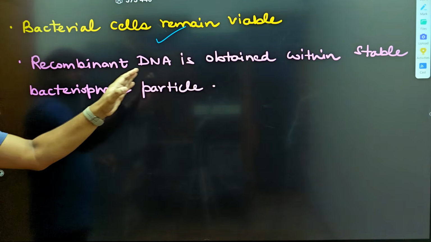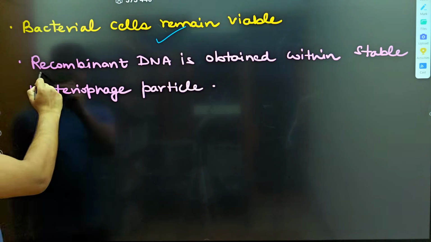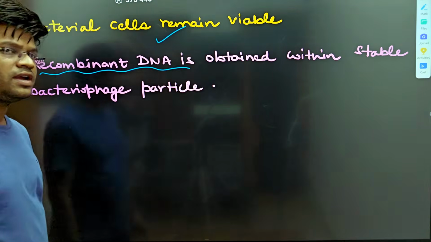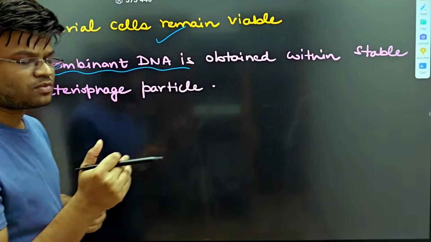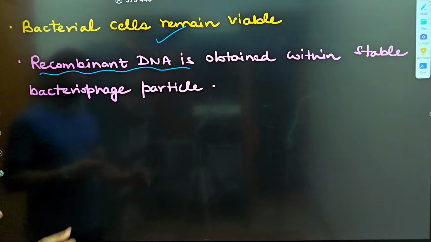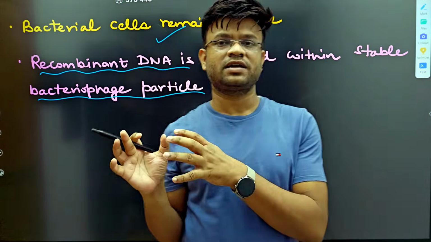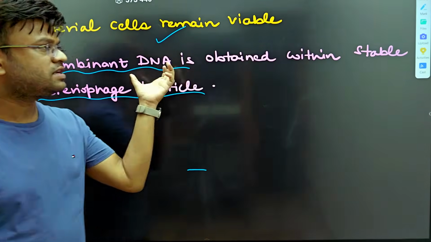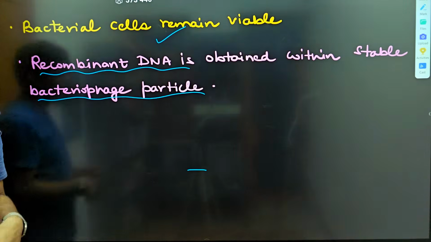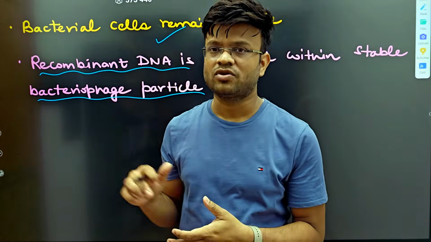Next is recombinant DNA is obtained within stable bacteriophage particle. I've already told you recombinant DNA is obtained. Why am I calling it recombinant? Because it has the vector as well as the gene of interest. Since they are from different sources, that is why it is called recombinant DNA. It is obtained within a stable bacteriophage particle. The recombinant DNA is present inside a stable bacteriophage. This is what is being said. So this is all. I believe you would have got a clear understanding of what I taught in this particular lecture.